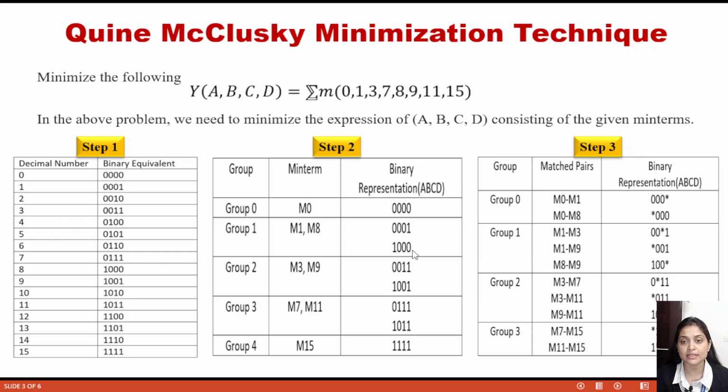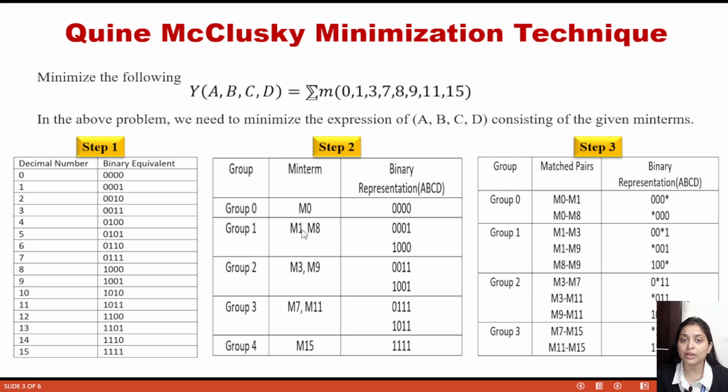So you can easily understand that in the most significant bit there is the only change. So we will represent it in such a way: star 000, star after that 30. Now these two comparisons are already covered. Now we will go to the next group. Okay, next group means M1 M8 and M3 M9.